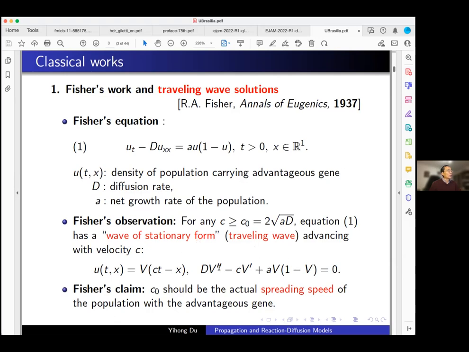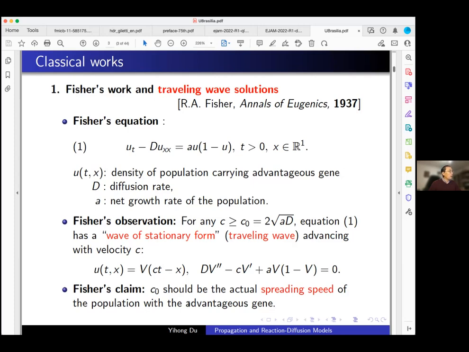And he gave a name for such a solution, called wave of stationary form. So the reason is that for any fixed t, you look at the graph of this solution as a function of x. So the graph looks similar because it's generated by this one function v. But when t changes, the graph moves without changing its shape. That's why it's called a wave of stationary form. And of course, now we call these kinds of solutions traveling wave solutions. And c is the wave speed.